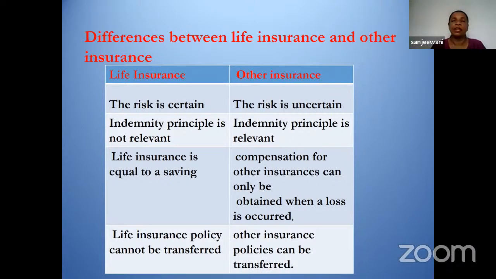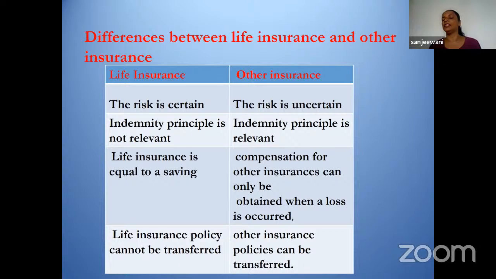Then life insurance is equivalent to a saving. Why? If you don't die, you will get the money back, no? So it's kind of a saving, and the beneficiaries even get it. Other insurance is not a saving. Only if something happens will you get that money, otherwise no. Then a life insurance policy cannot be transferred. You can't transfer your life insurance policy to somebody else. But other insurance you can transfer. If you are selling your vehicle, you can transfer the insurance policy as well. So these are the differences between life insurance and other insurance.